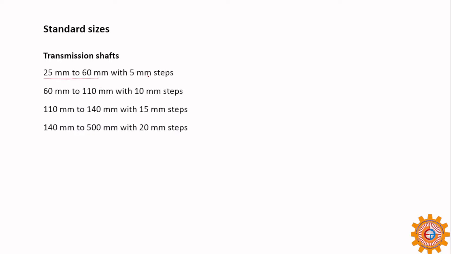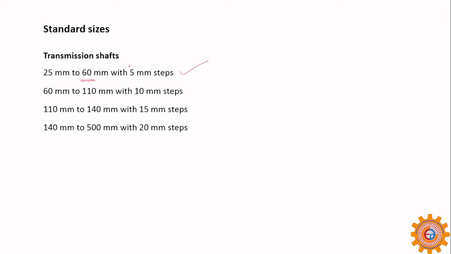Next, standard sizes. For transmitting shafts, we use 25 to 60 mm in 5 mm steps. That means the initial shaft sizes are 25, 30, 35, 40, 45. You have to keep this in mind while calculating shaft diameter. If you get a shaft diameter of 23.5, don't go for 24, go for 25. Suppose 28.5, don't go for 29, go for 30, because these are the available shafts. Up to 60, it is a 5 mm step increment.